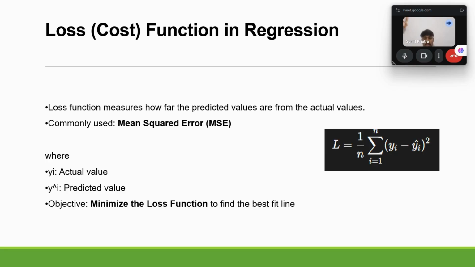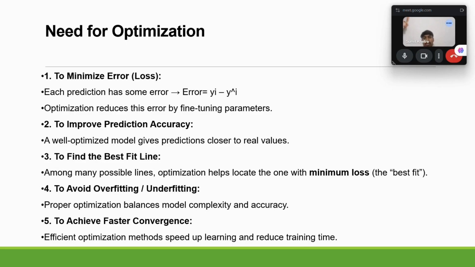Previously, we have seen that it allows us to minimize the loss function to find the best fit line for the optimization. Now we will see what is the exact need of optimization. There are multiple needs of optimization. The first one is to minimize errors, that is loss. Each prediction has some error, which is caused in the form of yi − ŷi. Optimization reduces this error by fine tuning parameters. These are the given parameters, and optimization helps us to minimize those errors. So that is the first need of optimization.